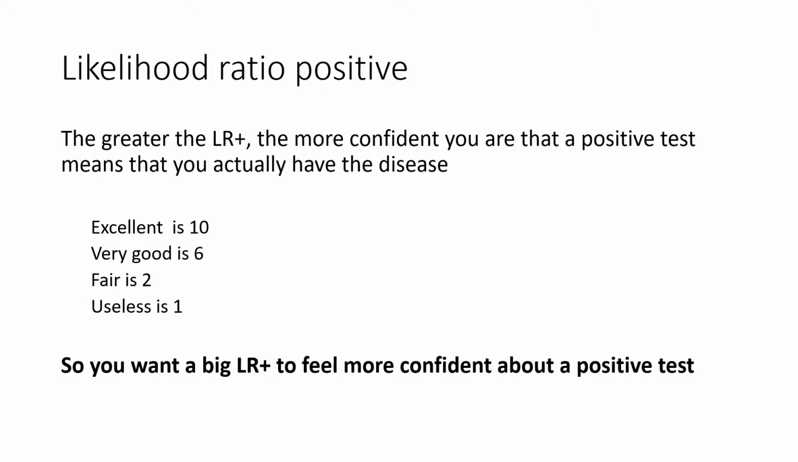A very good likelihood ratio positive is 6, fair is 2, and useless is 1, because if it's 1, it means your true positive rate is equal to your false positive rate. So you want a very big likelihood ratio positive to make you feel more confident about a positive test.